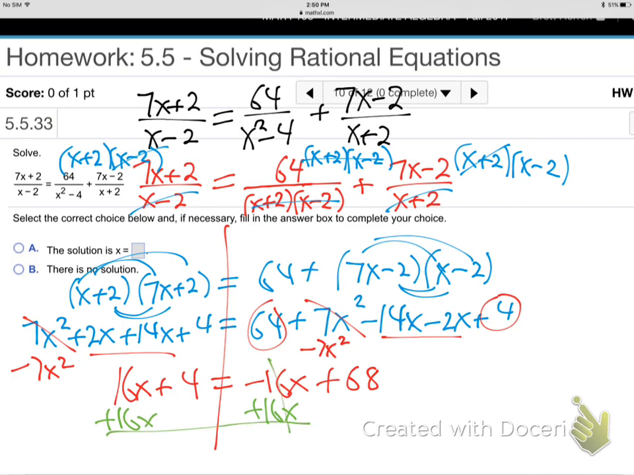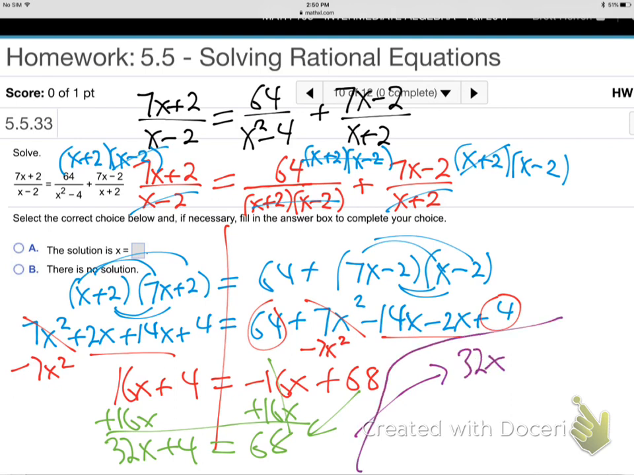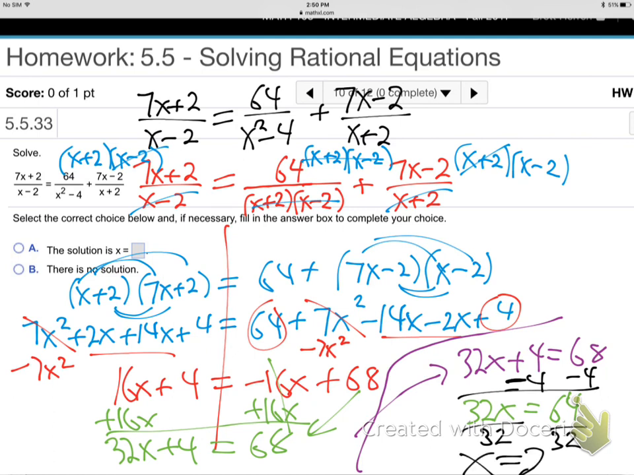Boom. It cancels here. I add 16 to both sides. It cancels there. But over there it makes 32, doesn't it? 32x plus 4. This is 68. We're close. We're close to getting no answer. Let me show you. So let me bring it over here. So 32x plus 4 is 68. So subtract 4 from both sides. We get 32x is 64. Last step. Divide by 32. X is 2.